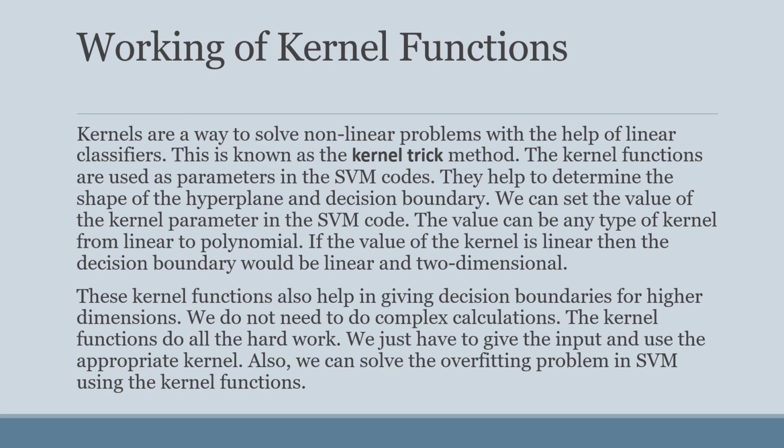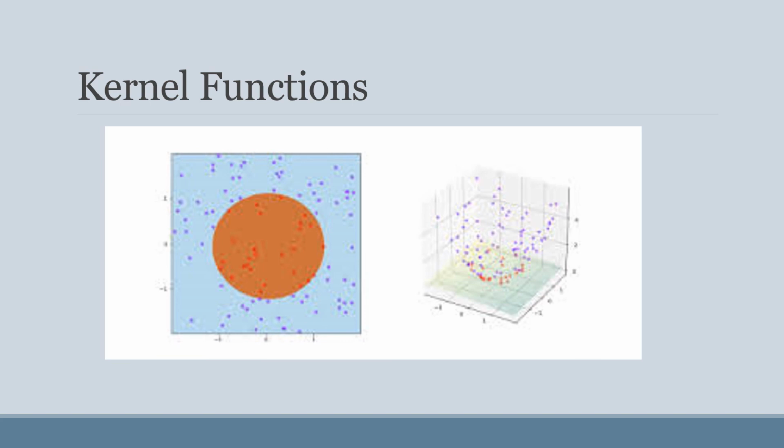This kernel function also helps in giving the decision boundaries. For higher dimensions, we do not need complex calculation. The kernel function does all the hard work. We just have to give the input and use the appropriate kernel. We can solve the overfitting problem in SVM using the kernel function. This is an example of the kernel trick method.